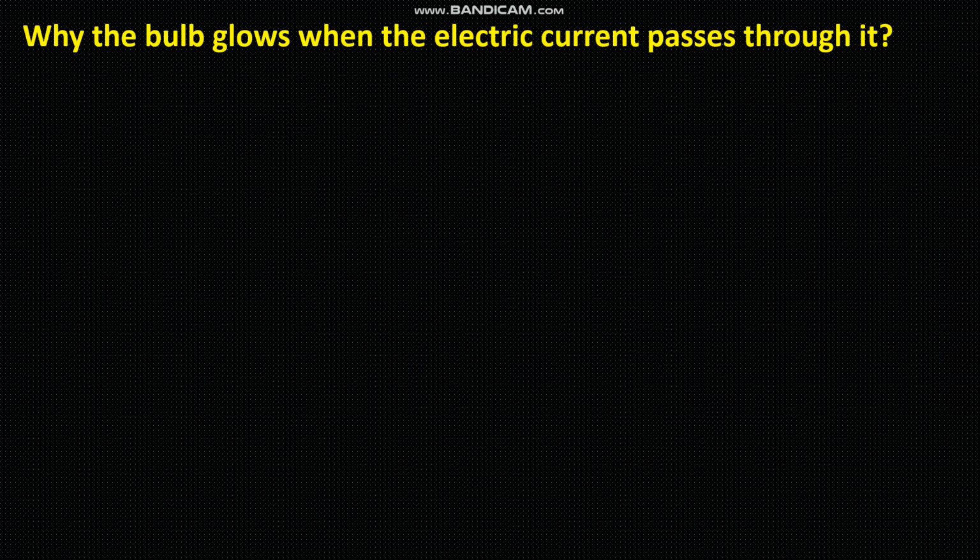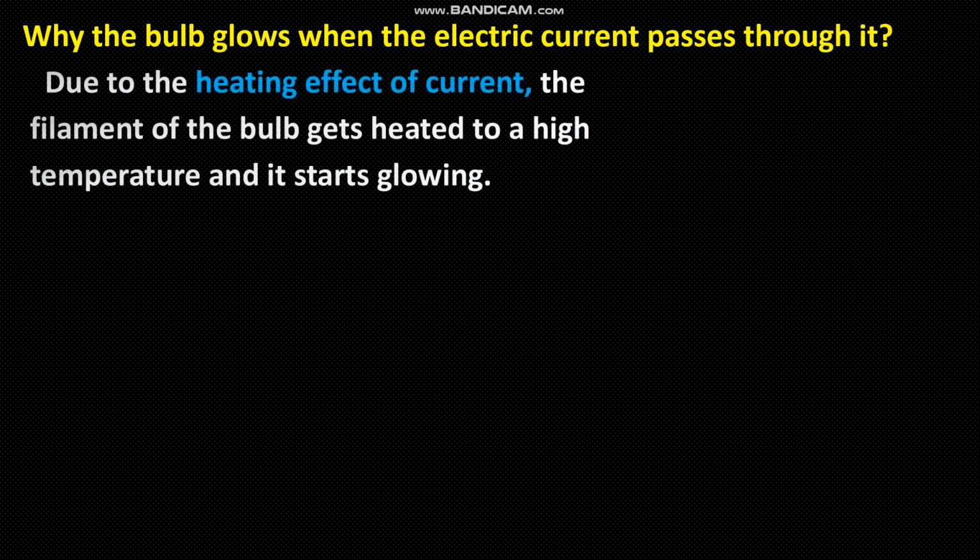Why does the bulb glow when the electric current passes through it? This is due to the heating effect of electric current. What is meant by the heating effect of electric current? When electricity is passed through some materials, a part of the electric current is converted into heat energy. That is called the heating effect of electric current.